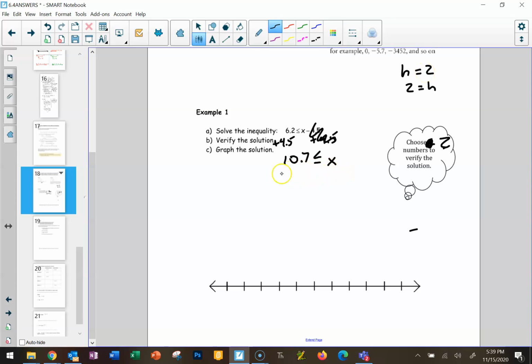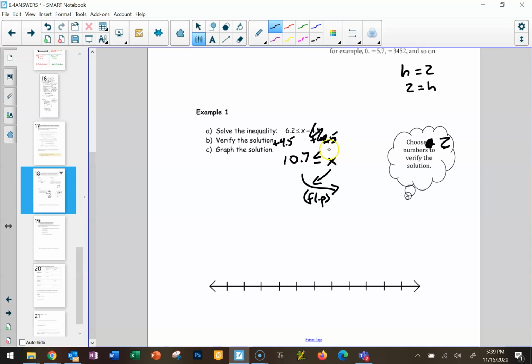But you can't do that with an inequality unless you change it. Because what we're saying right now is 10.7 is less than x, right? Which is actually different than saying x is less than 10.7 or less than or equal to 10.7. So when you flip these around, and you should because it makes it easier to graph, you have to remember to flip the sign, right? So if you're going to do one of these, make sure you flip the sign.